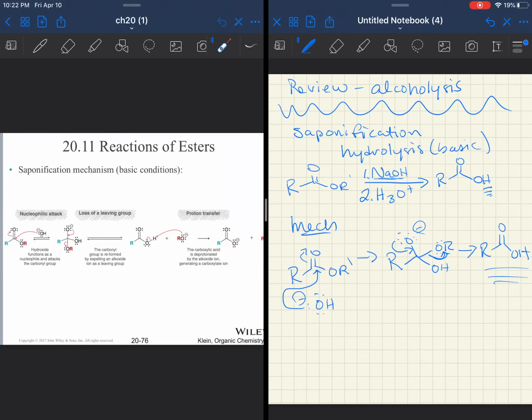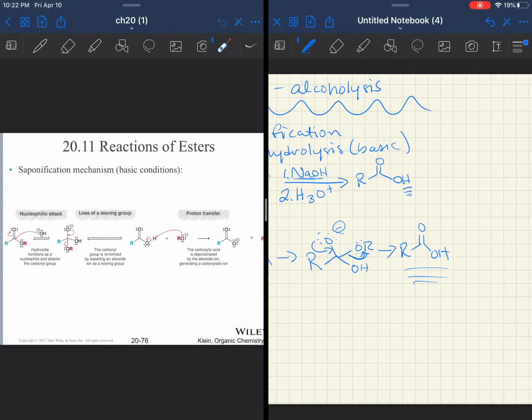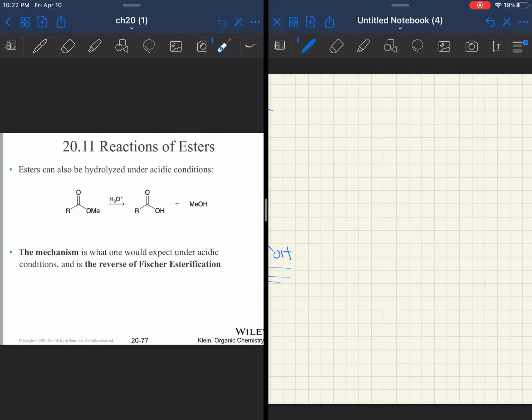I'd be happy if we stopped here, but in reality, we have that strong base. You are going to deprotonate your carboxylic acid. That's actually what keeps this reaction moving forward. Because you have that proton, you can get stuck at this resonance stabilized carboxylate ion.